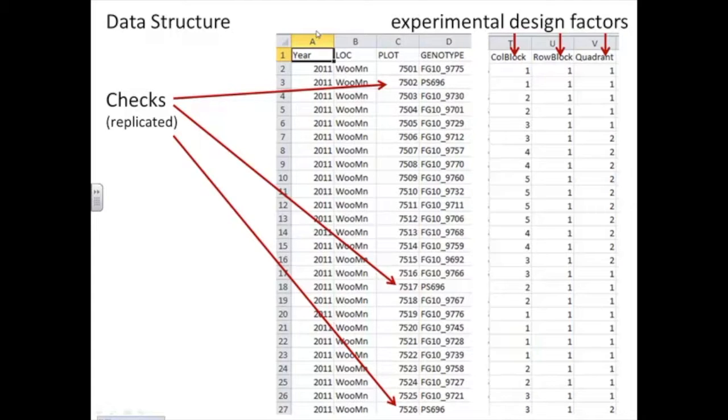All right? But it's important to note that there is no experimental connection between column block in Worcester and column block in Fremont. No connection whatsoever. These design factors of column block, row block, and quadrant are only there to help us to make corrections for within environment. Okay, so we have to extract the BLUP for each trial separately and then combine our data.